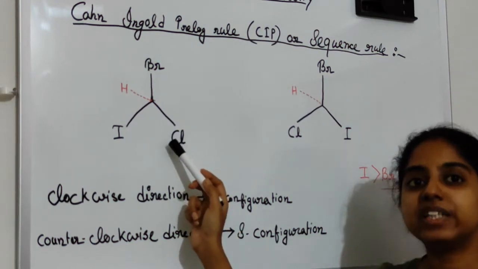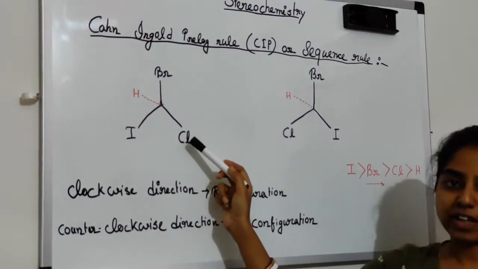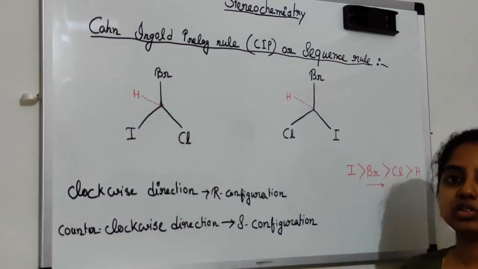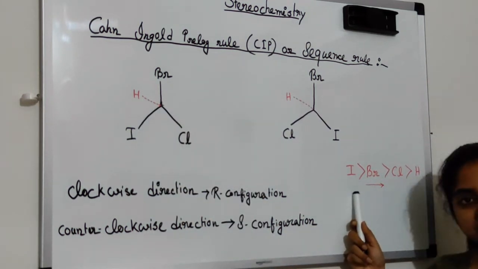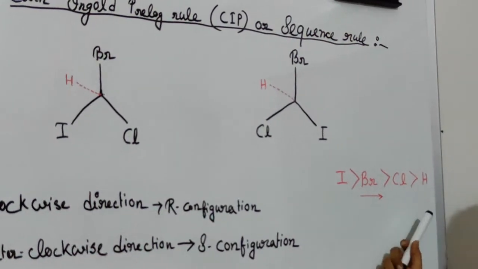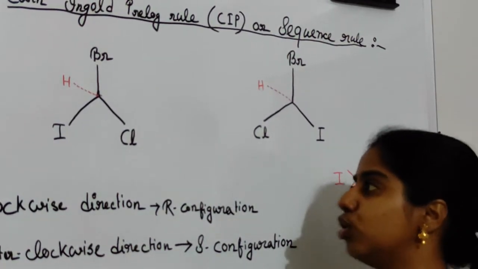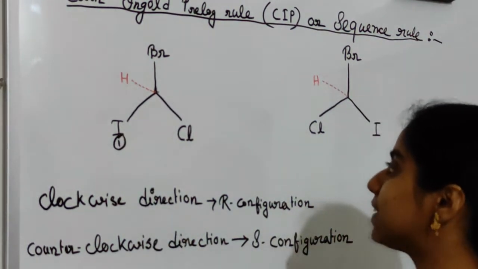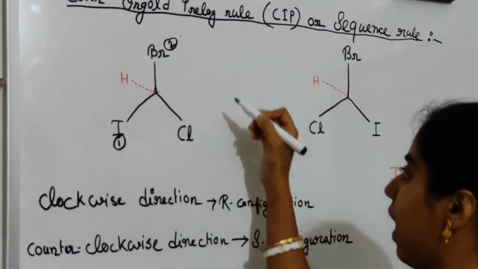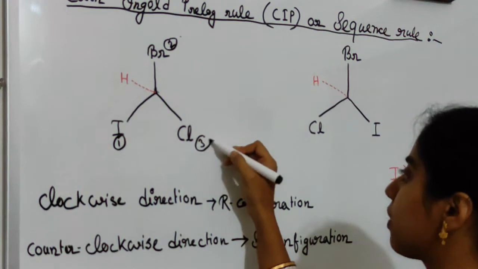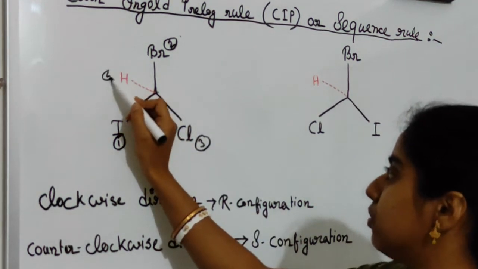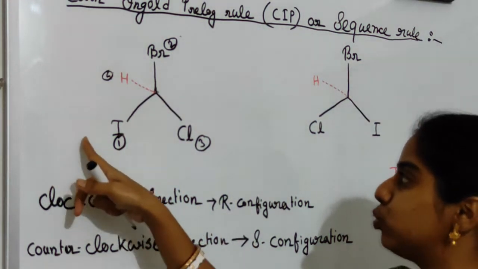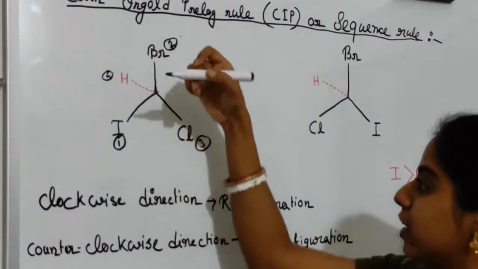So we have to prioritize the groups according to their atomic weight. Here, among iodine, chlorine, bromine and hydrogen, iodine has the highest atomic number, then bromine, then chlorine, and last is hydrogen, right? So here iodine is the first priority group, second is bromine, third is chlorine, and fourth is hydrogen. From the highest priority group we have to go to the second and third priority groups.